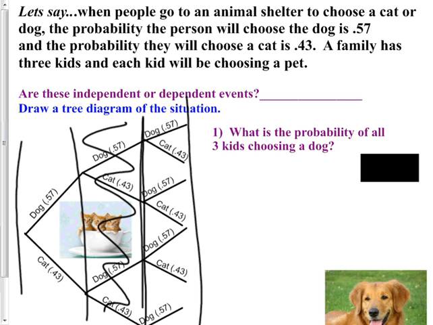So family one picks first, and they pick either a dog or a cat. And it looks like more dogs are chosen than cats. Does that seem likely in the real world? Yeah, I think that's probably true.